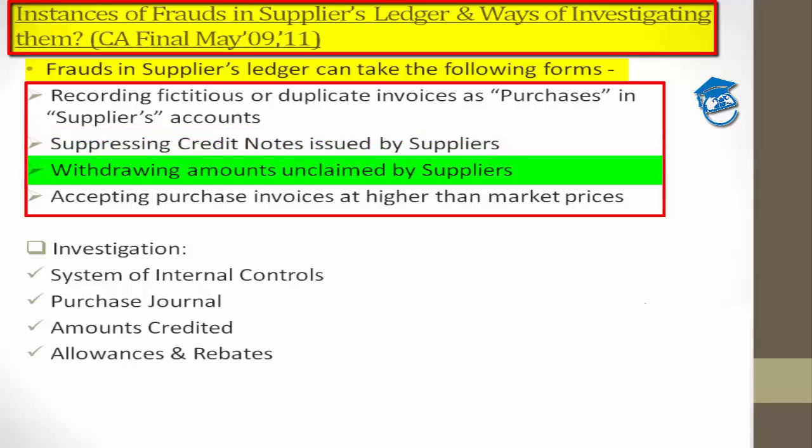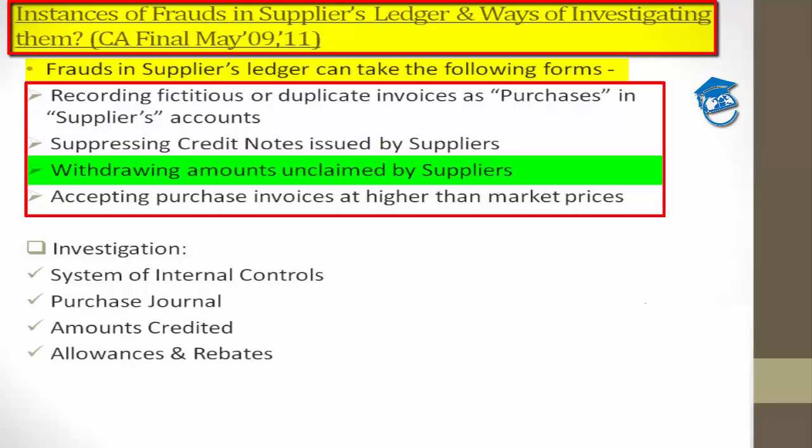Number 3, withdrawing the amounts unclaimed by suppliers. There is a possibility that Ram went bankrupt, and since he was not able to pay back anything to his creditors, there are chances that Ram won't turn up at your place anytime. The amount which Ram was supposed to receive from your end, he may not come back to your place to receive.